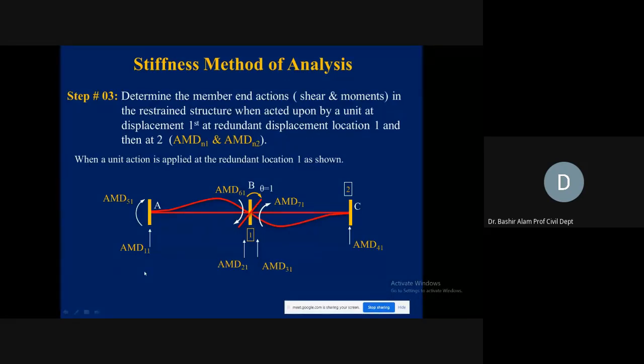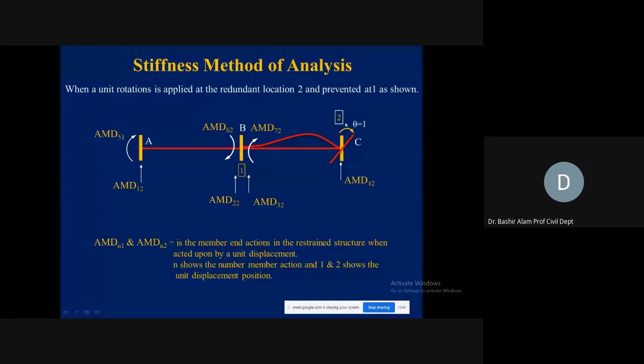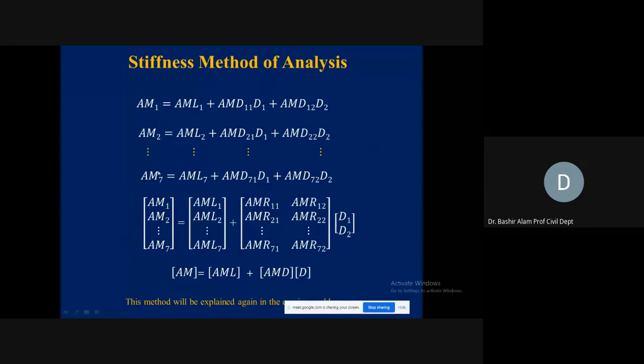Now, next slide, it will be corresponding to coordinate 2. Now we will be applying the unit displacement and finding out all these member end actions. So if you see here, this theta is equal to 1 and corresponding to this, you see AMD12, 22, 32, 42, and so on. And after this, now you have the equation. So you just plug in these values and solve it. So this will give you the unknown member end actions.